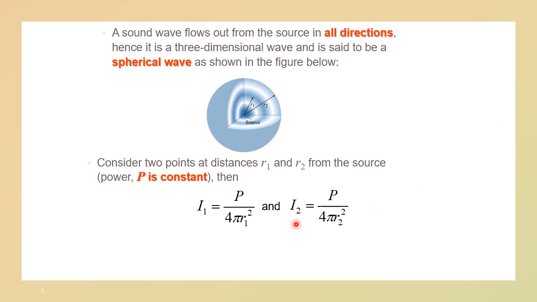And I2, the sound intensity for R2, is given by power over area 2, where area 2 is 4 pi R2 squared. So from these two equations, we have this ratio: I2 over I1 equals R1 squared over R2 squared. So, equation ni kamu boleh guna untuk calculate sound intensity.